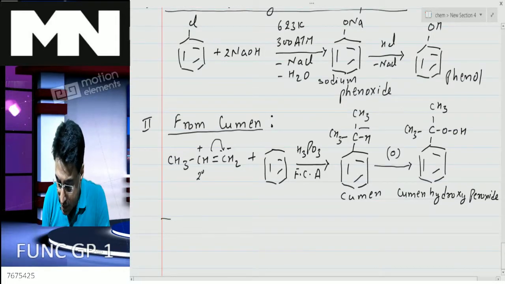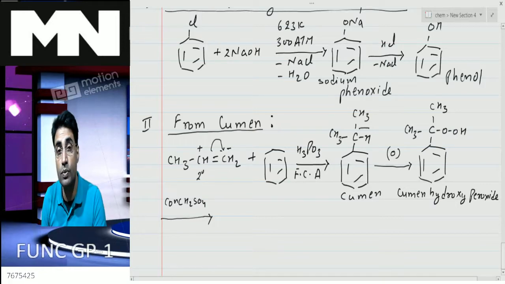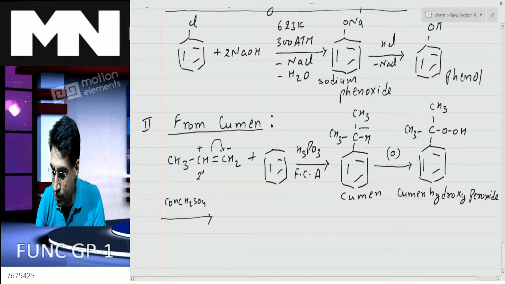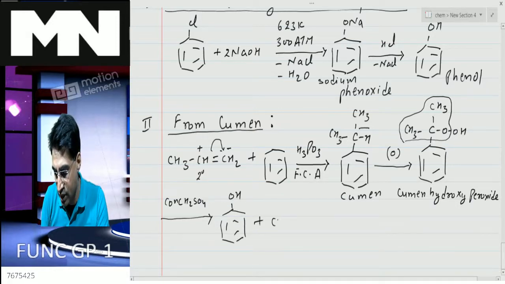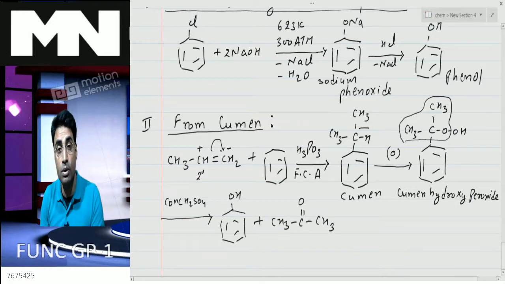This compound, when treated with concentrated H2SO4, breaks down into two parts. This part will come out as acetone. So you'll get a molecule of phenol, and along with that, you will get a molecule of acetone. This is how this reaction will proceed. And as I told you, this is given as an exercise question in your textbook. So this is all about the methods of preparation of phenol.